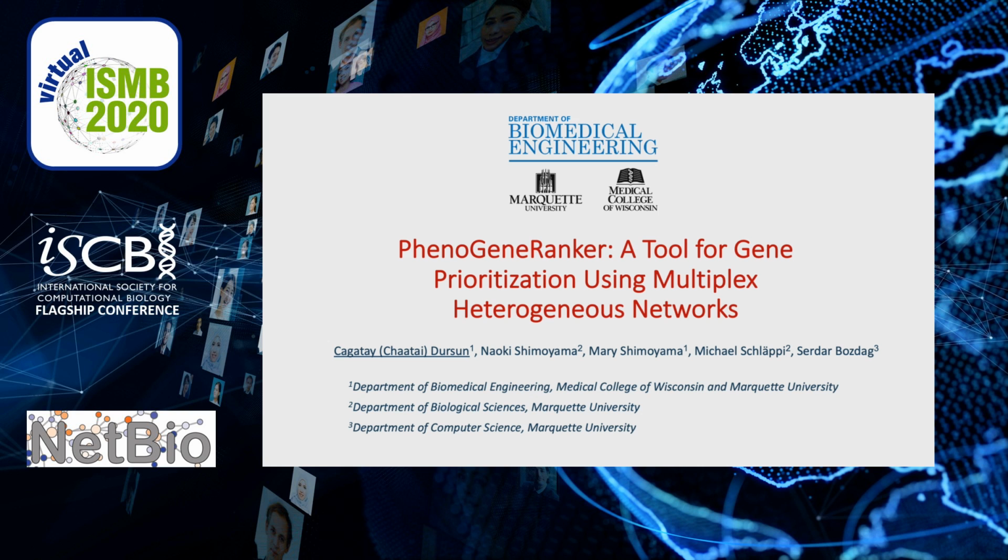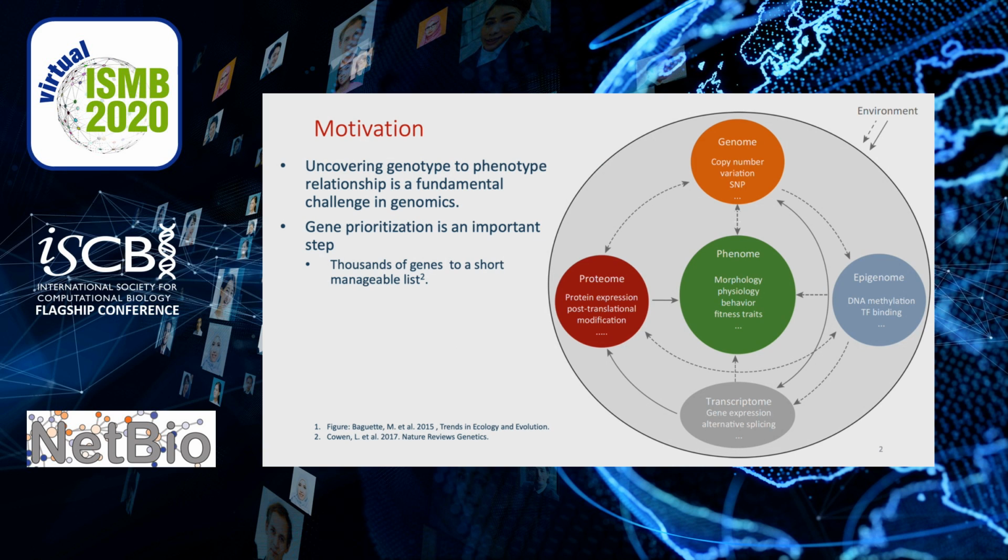I'll talk about PhenoGeneRanker, a tool for gene prioritization using multiplex heterogeneous networks. Uncovering genotype to phenotype relationship is a fundamental challenge in genomics. Here in this figure, full arrows show the hierarchical framework of the central dogma of molecular biology that depicts the genotype all the way to phenotype relationship.